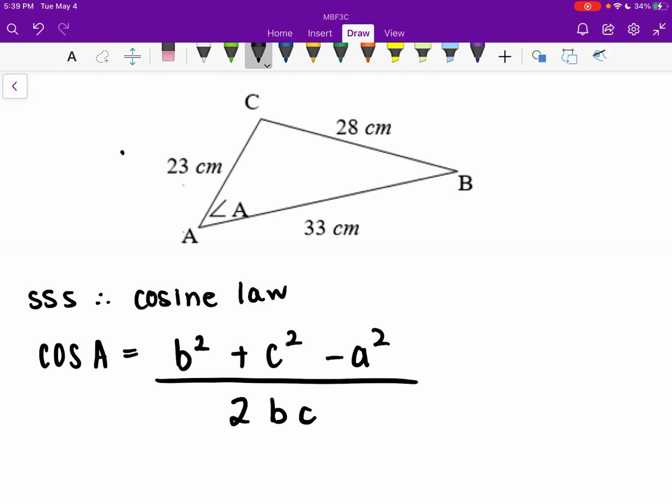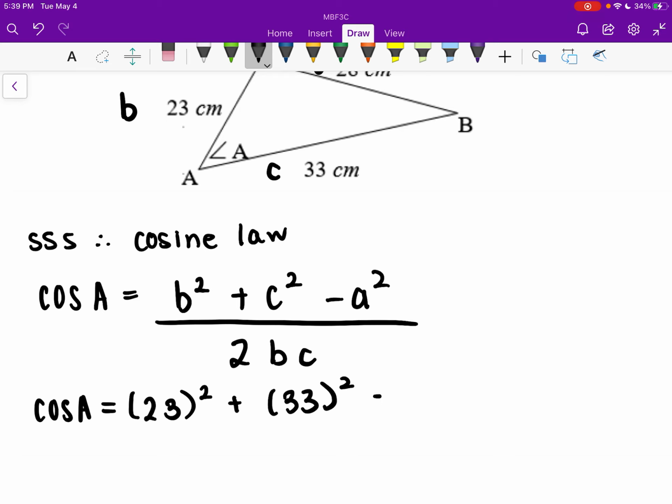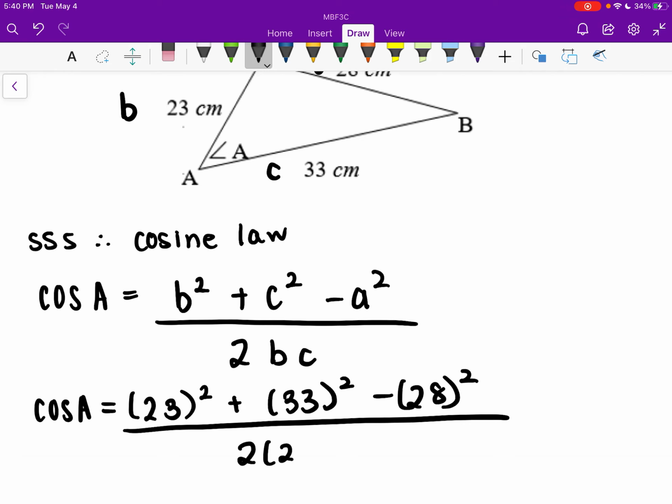So I'm just going to go in and label my sides. C, oops, sorry, this is A. C, right? And that's why it's so important to label your sides properly. So cosine A is equal to B squared, which is 23, plus C squared, which is 33, minus 28 squared, divided by 2 times 23 times 33.